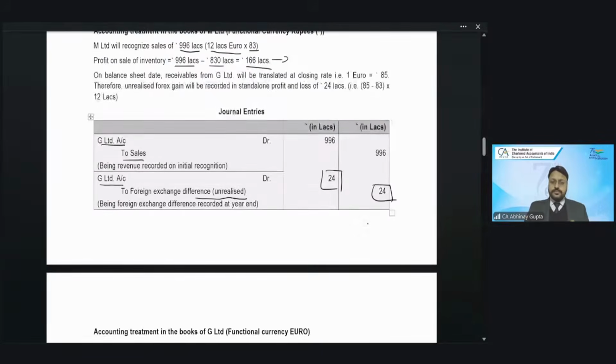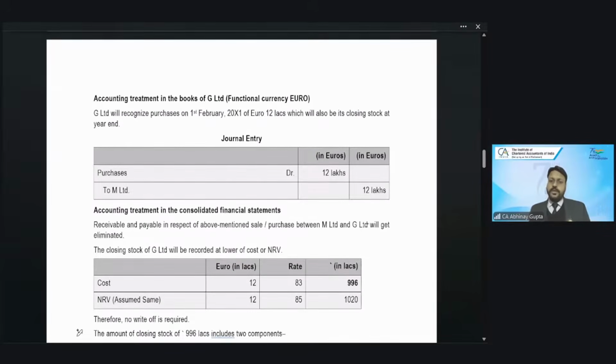Now, in the books of G Limited, because they are maintaining their books in euros and euros is their functional currency, they would be recording the transaction in euros only, and hence there wouldn't be any foreign exchange gain or loss. So purchases account debit 12 lakhs to M Limited 12 lakhs, right? M Limited is their creditor, but because their functional currency is euros and the transaction is happening in euros, there is no foreign exchange gain or loss on settlement in G's books, correct?